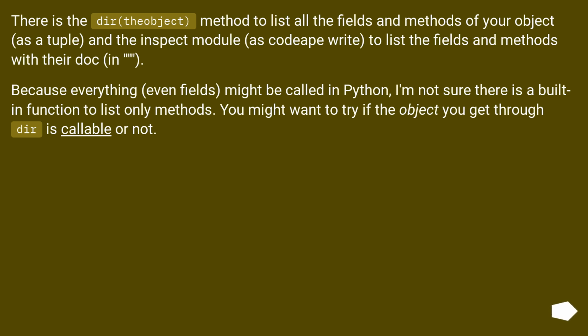There is the dir(theObject) method to list all the fields and methods of your object as a list, and the inspect module, as codeWrite says, to list the fields and methods with their docs. Because everything, even fields, might be callable in Python, I'm not sure there is a built-in function to list only methods. You might want to try if the object you get through dir is callable or not.